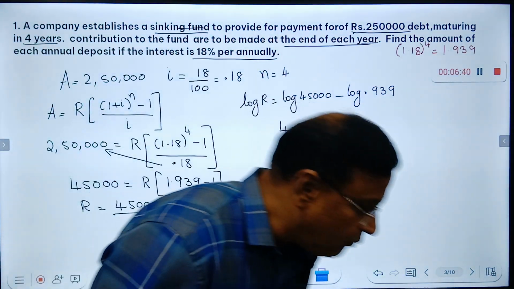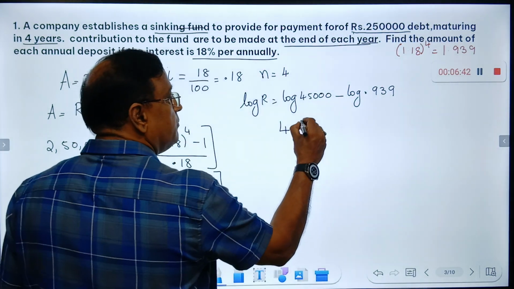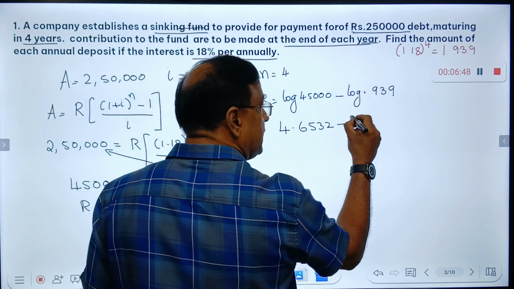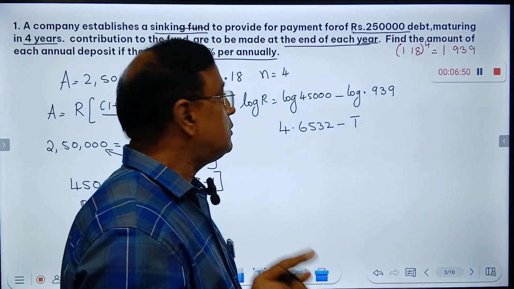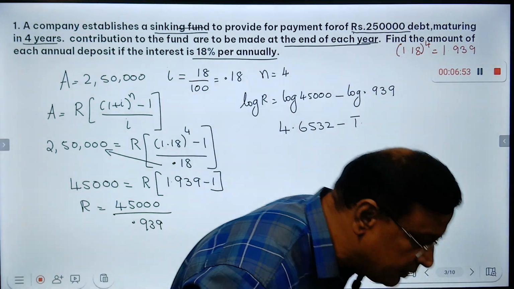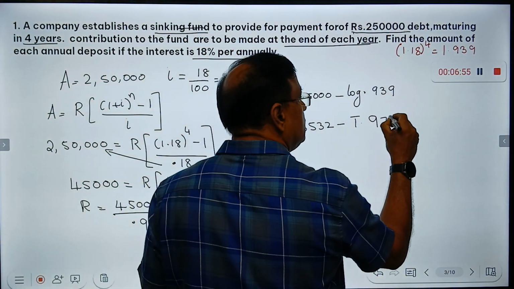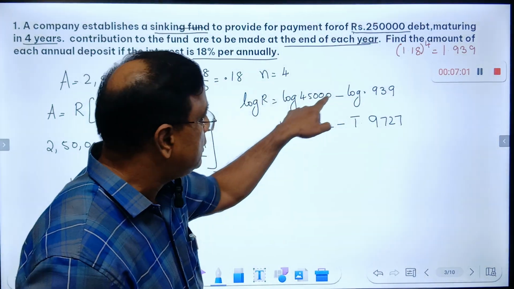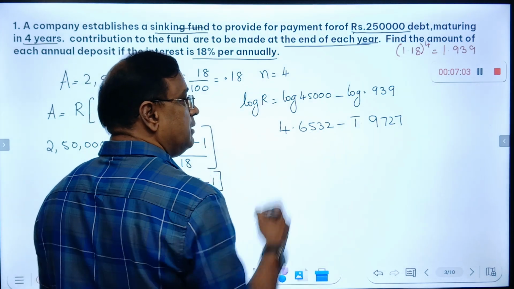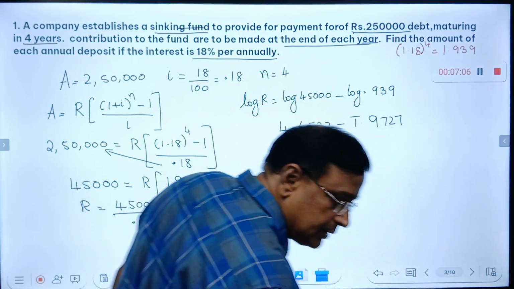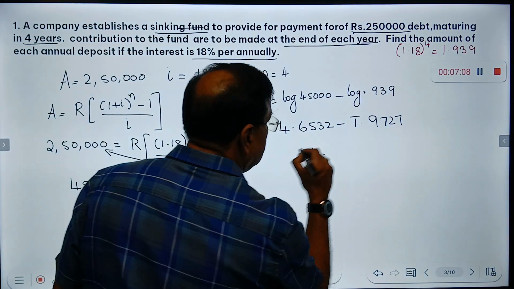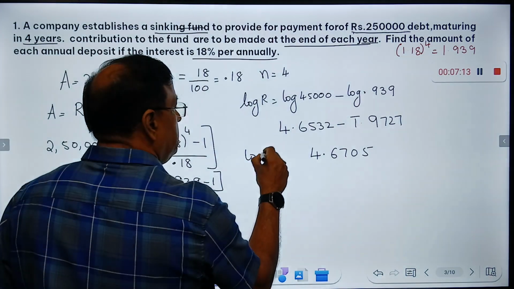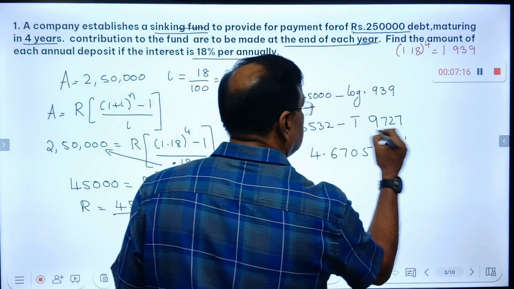And what is log of 45,000? 6532. Minus, since it is 0.9, my characteristic is bar 1, and you look at log of 939. How do I look at 939? 9727. Here in logarithm you have to look only at 45 because other elements are 0. Now if you subtract them, you will get 4.6705.